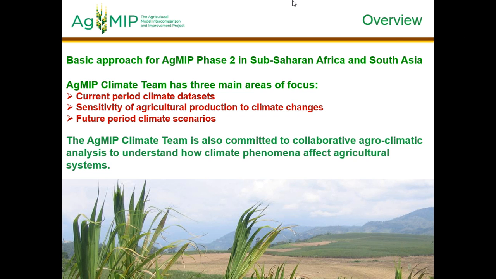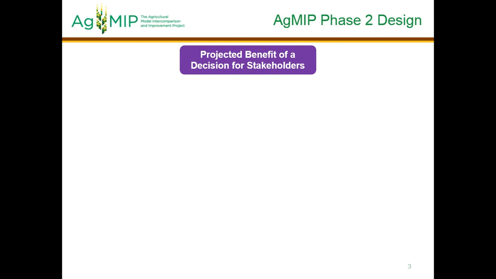All right, so the overview of what I'll talk about today is we'll start with the basic approach for AgMIP Phase 2 in Sub-Saharan Africa and South Asia. Really, this is going to come about in the approach that AgMIP Climate has tried to take for all AgMIP projects, which is to have a focus first on the current period climate, then an understanding of the sensitivity of agricultural production to climate changes, and then finally going into that future period climate scenario. And in all of this, the AgMIP climate team is going to be collaborating on agroclimatic analysis to understand how this climate information affects the crops and how we can interpret the scenarios and the results of all this work. So you'll see a little bit of all of this here.